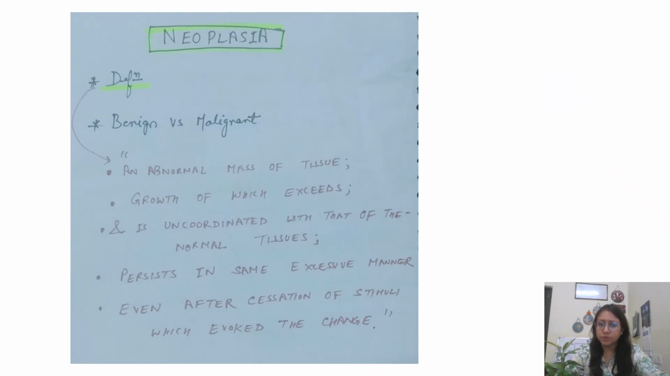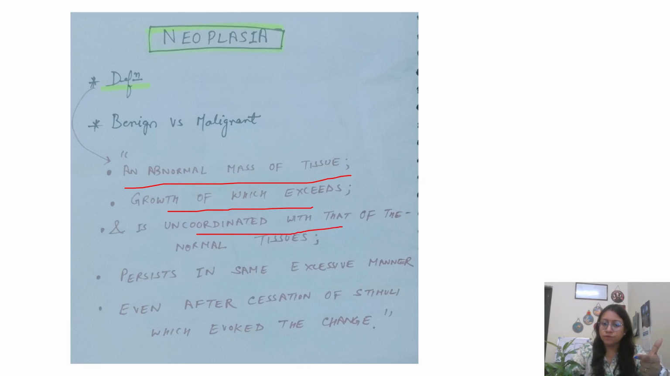So how do you define neoplasia? Basically, it is an abnormal mass of tissue. Obviously, जिसको हम cancerous growth कहते हैं वो क्या होता है? So this is an abnormal mass, जो normal. So it is an abnormal collection of tissue, correct? Which is growing at an exceedingly fast rate. So growth of which exceeds and is uncoordinated with that of the normal tissue.